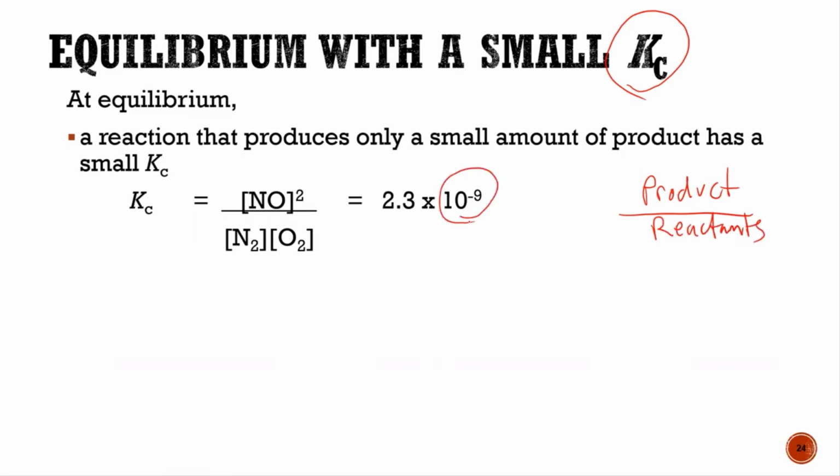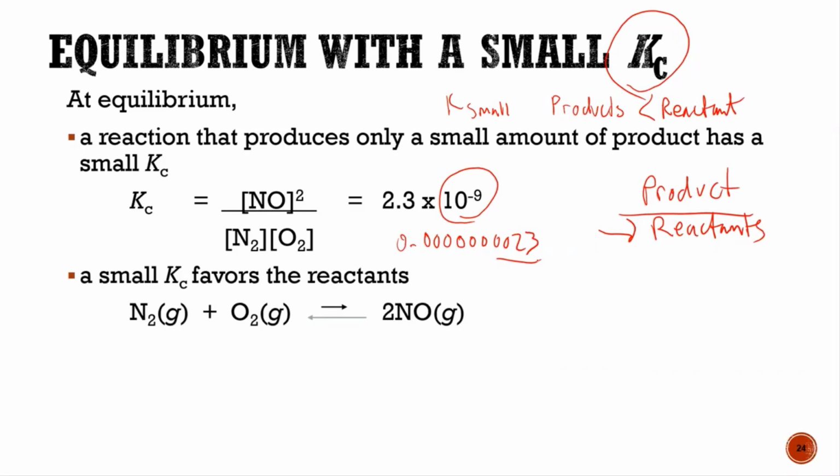If I have a small number, now how do I know that's small? That would be, basically, I would have 8 zeros in front. That's a really small number. That's not a very large number. So what does that mean? When K is small, the products aren't favored, the reactants are favored. There's more reactants. And that makes sense because the denominator must be big to get a really small number.